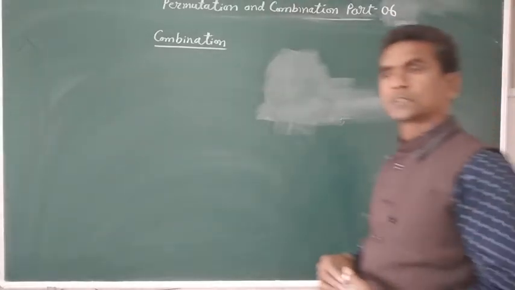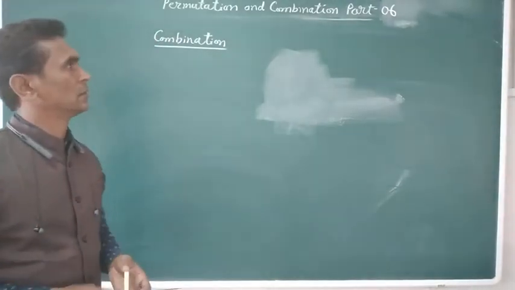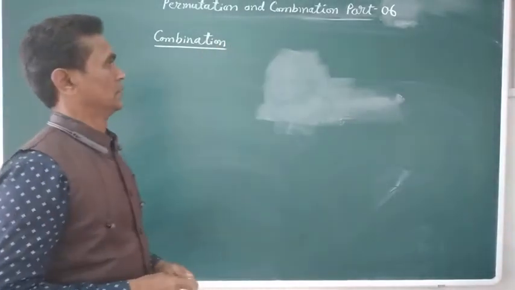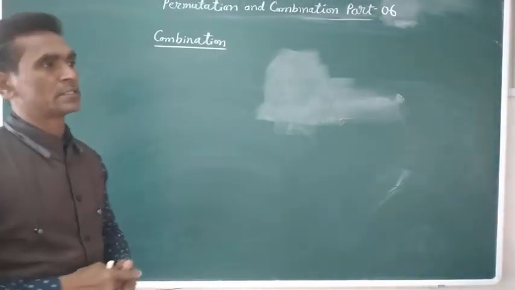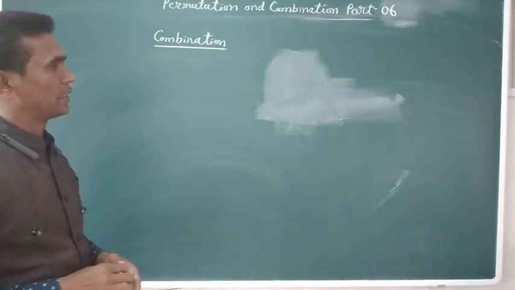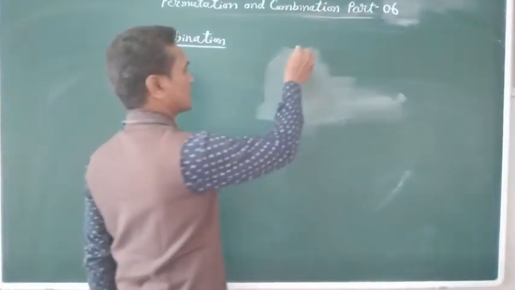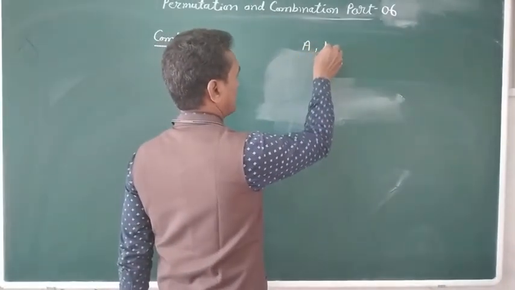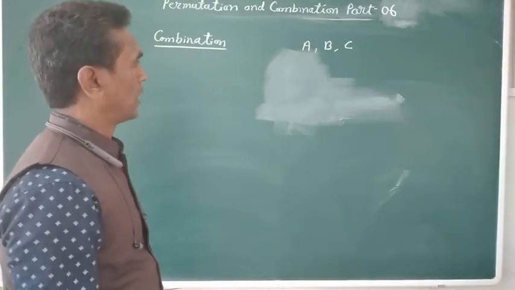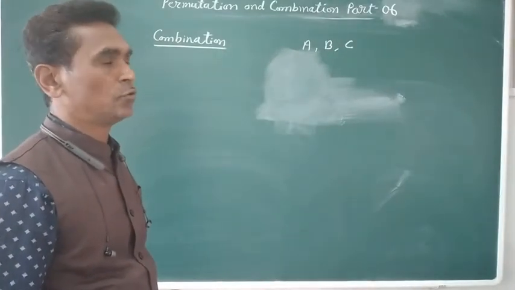Hello dear students, today we are going to learn the second part of this chapter, that is combination. So what is combination? Before going to its definition, let us take one example. Suppose there are three persons A, B and C. Now we have to form a group of two persons. How many ways can we do this?